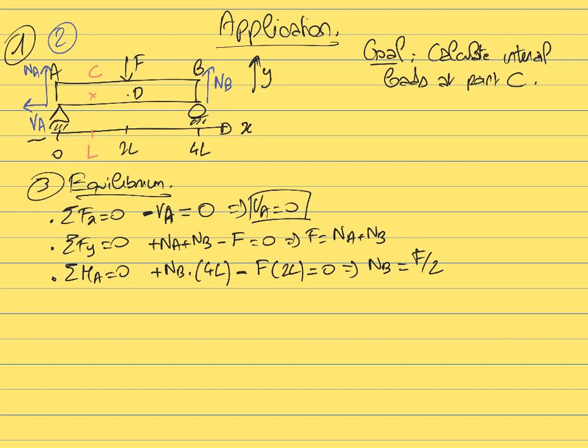And on the other hand, since we also know that F is equal to NA plus NB, this now allows us to calculate NA, which is also equal to F over 2.